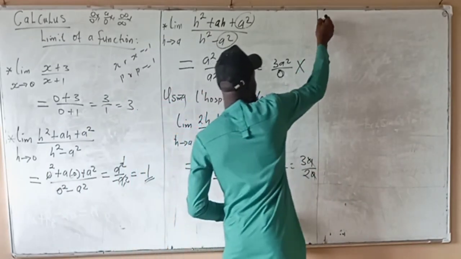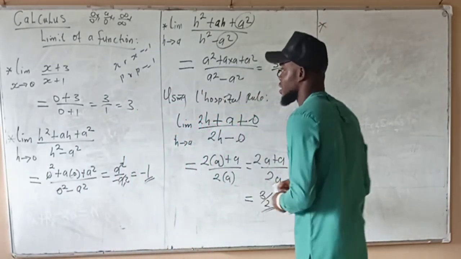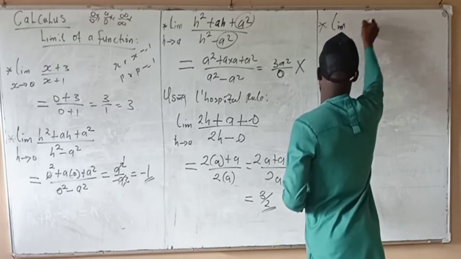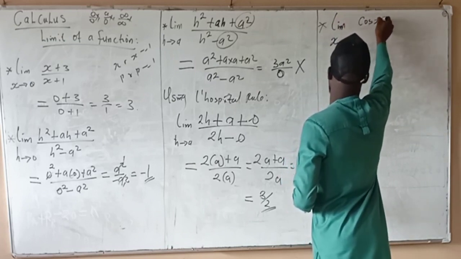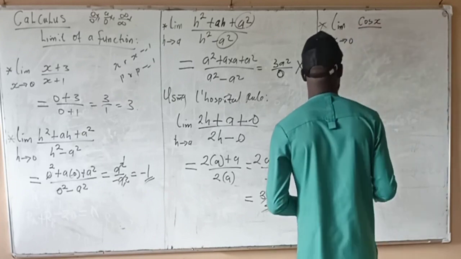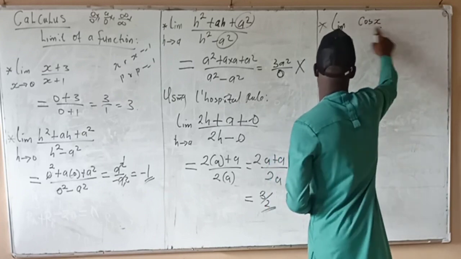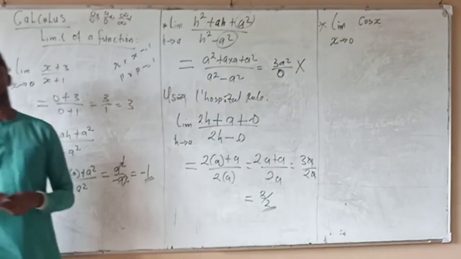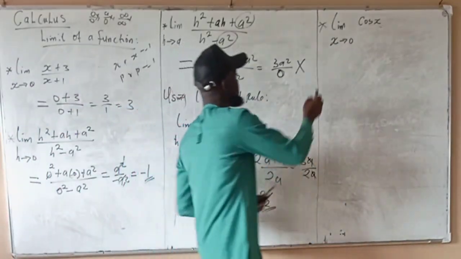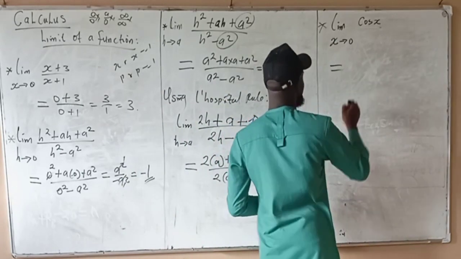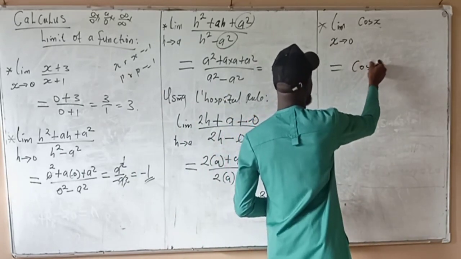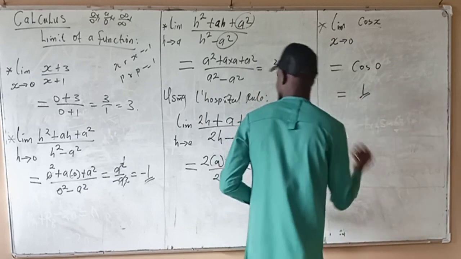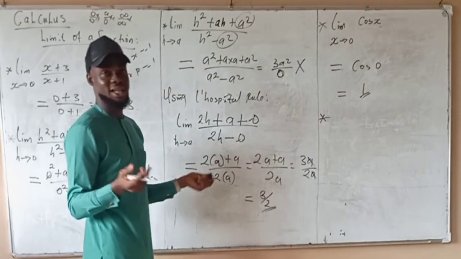Now, let's do another question. Let's have the limit as x approaches 0 of cos x. Let's see what we're going to have. Anywhere you see x equals 0, you have cos 0. And what's cos 0? 1. That gives us the answer.